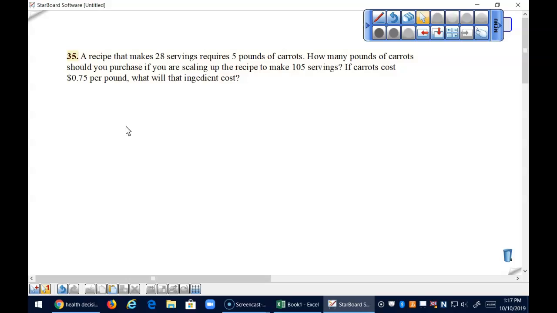Okay. A recipe makes 28 servings, it calls for 5 pounds of carrots. How many pounds of carrots should you purchase if you're scaling up the recipe? Now we're making a big dinner for 105 servings. And also, if carrots cost 75 cents a pound, what will the carrot part of the recipe cost? What number don't we have on the board yet? The yield percent for carrots.